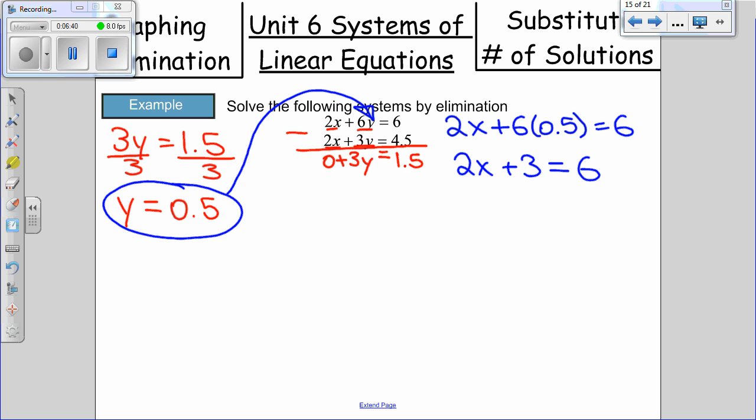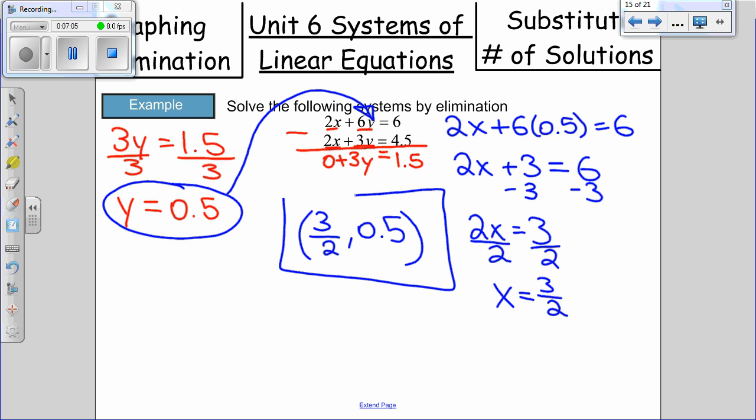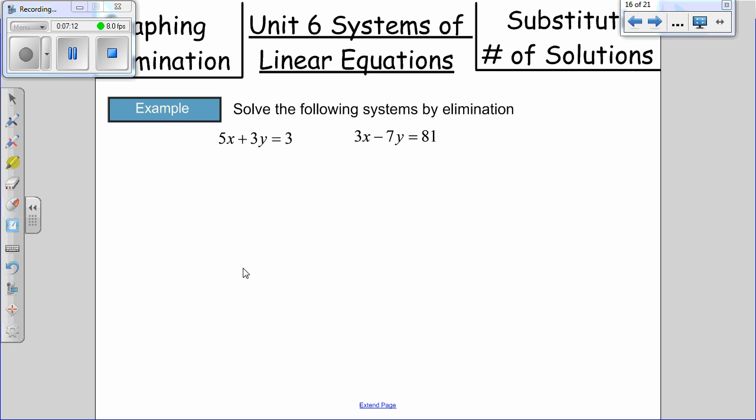If I want to get x by myself, I minus 3 from both sides. So 2x equals 3. I divide both sides by 2. x equals 3 over 2, meaning that my point is 3 over 2, comma, 0.5. That's solving through elimination. All right, we got two more practice problems here.